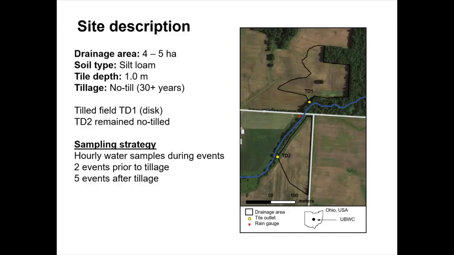So for this, we're going to the field scale. This is one of Kevin King's edge of field sites in Ohio, just north of Columbus. Relatively small fields, silt loam, 1 meter depth tiles. Before we did this study, it was a long-term no-till, almost 30 years. And then when we did this study, the farmer tilled one field and the other one remained in no-till. So we essentially had a tilled field and a no-till field. And we collected some water samples from storm events before they tilled it, when they were both no-till essentially, and then 5 events after one was tilled and one was no-till.